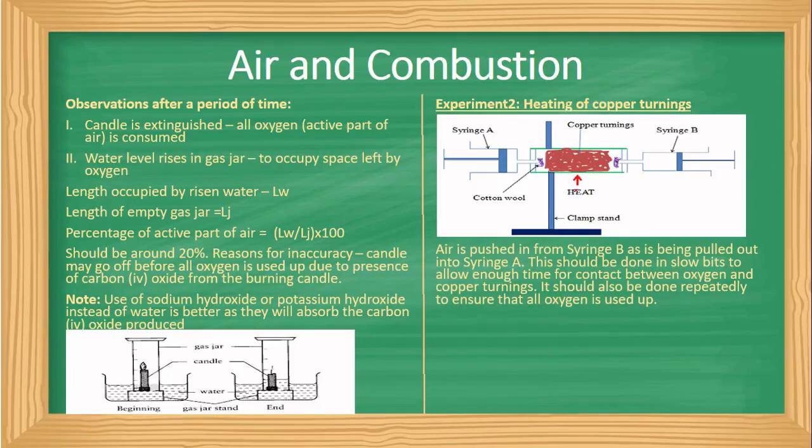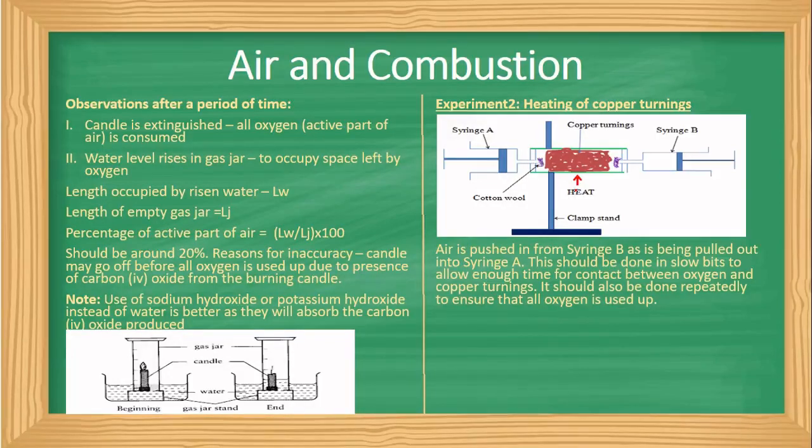So this air that is pushed through syringe B should be pushed slowly and repeatedly, not at once. It should be done a little bit, then a little bit, then a little bit. This is because you want to make sure that all oxygen has been used up to burn the copper.